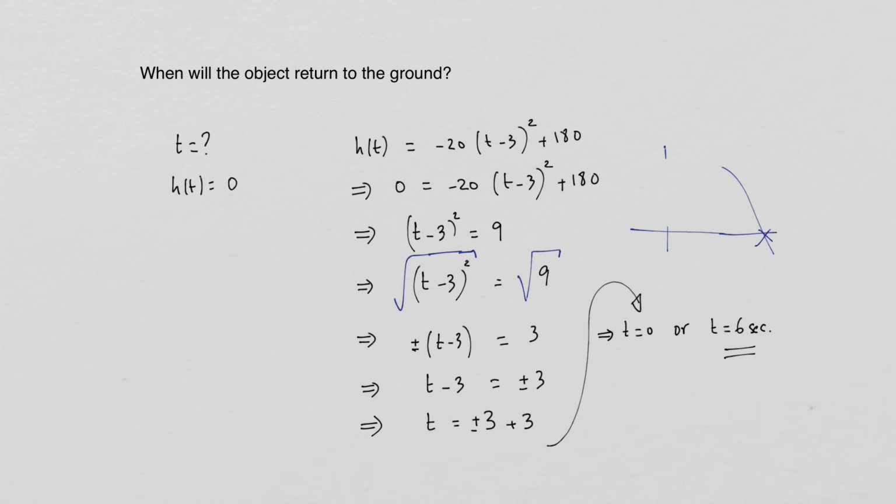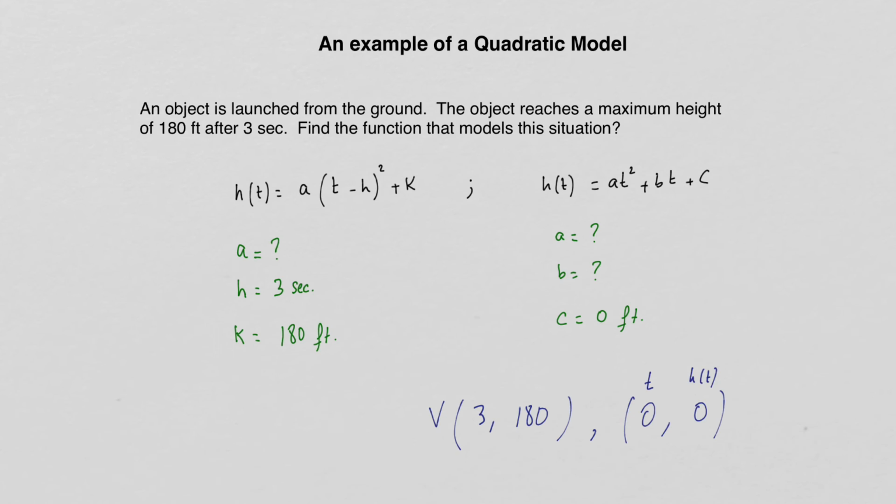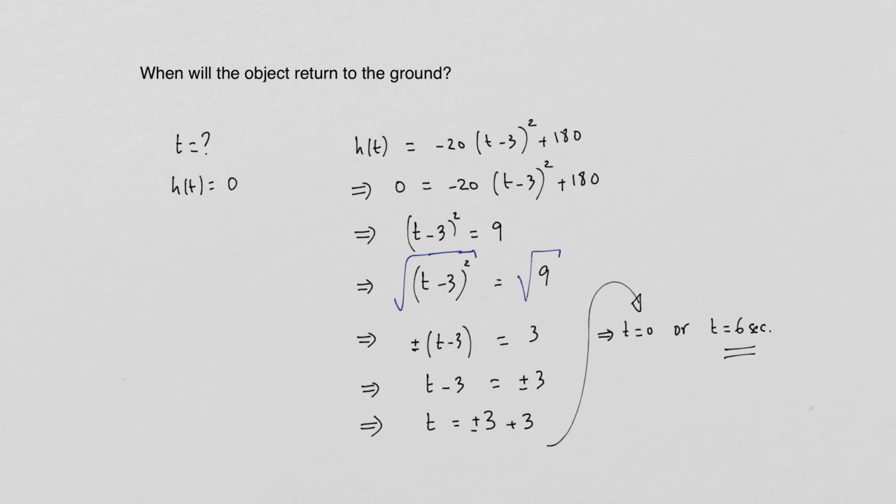Now, some students might say, why do I have to use this method? I mean, let's say you're here or here. Can I FOIL this? Can I call this t squared minus 6t plus 9, multiply that by negative 20, add 180, get a quadratic equation that looks like this, and then use the quadratic formula? You can, but you're wasting so much time.